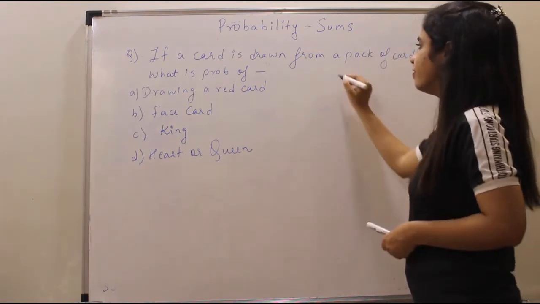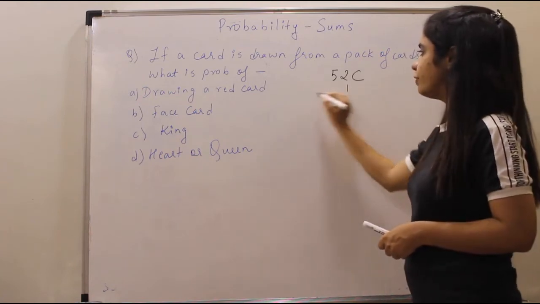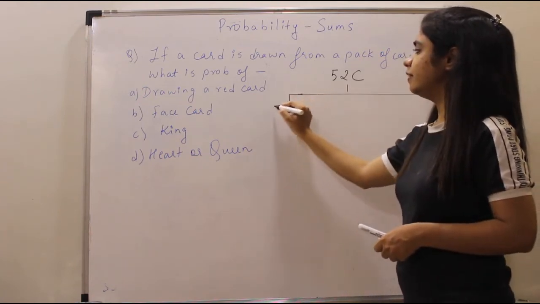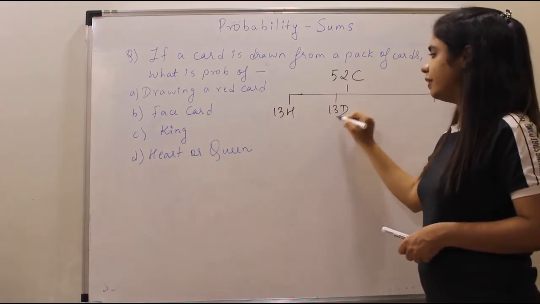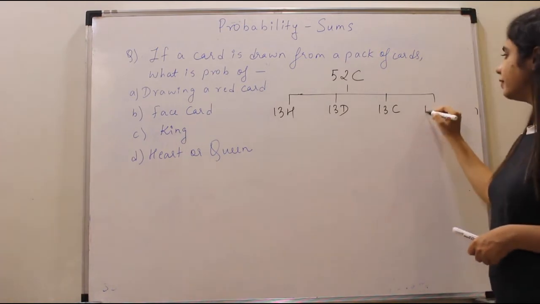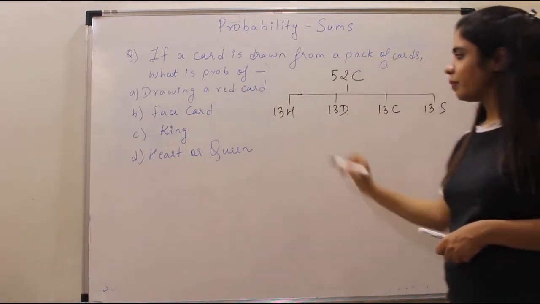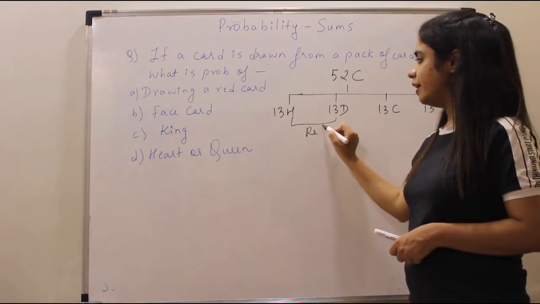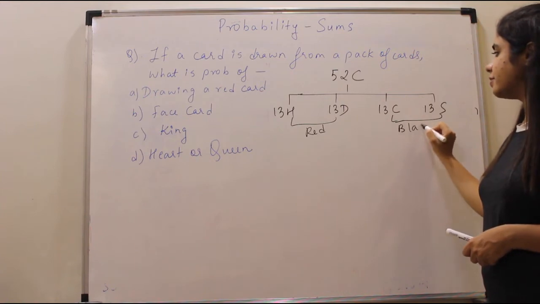Now see, there are 52 cards in a pack of cards. So if you divide this, there are 13 hearts, 13 diamonds, 13 clubs and 13 spades. Hearts, diamonds, clubs, spades. These 2 are red cards. These 2 are black cards.